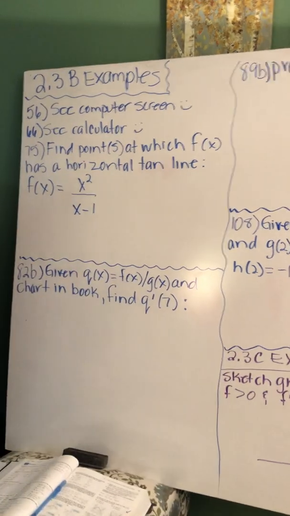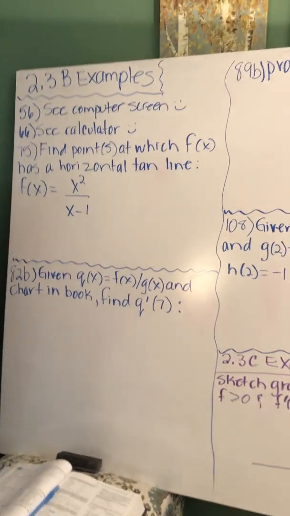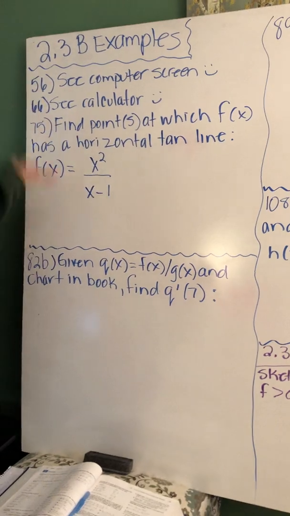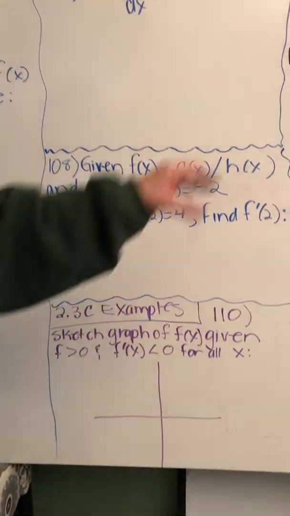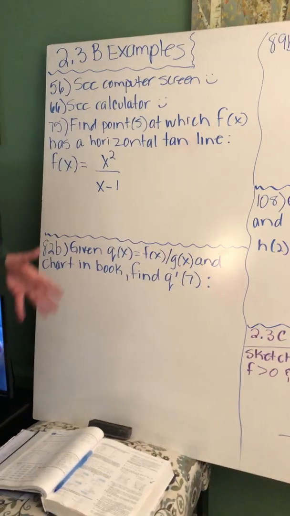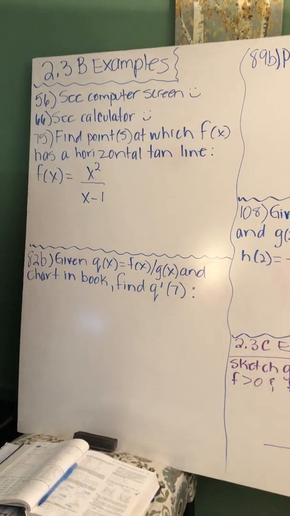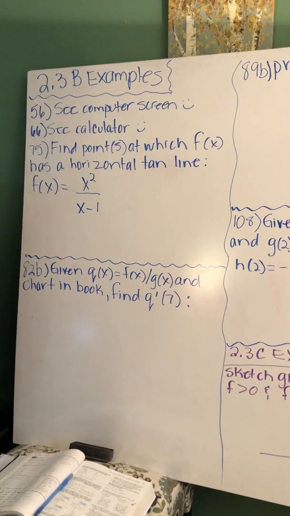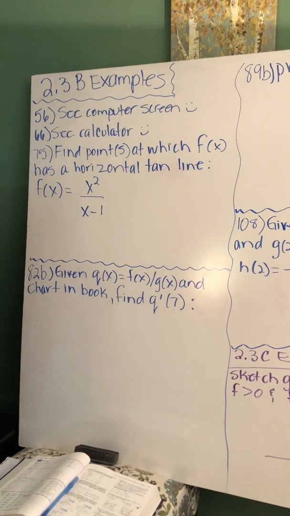Calculus students, we are doing the example video for 2.3b in blue and 2.3c in purple. We're going to look at some different things today. This is going to take a little bit, so make sure you watch the whole video and take good notes.